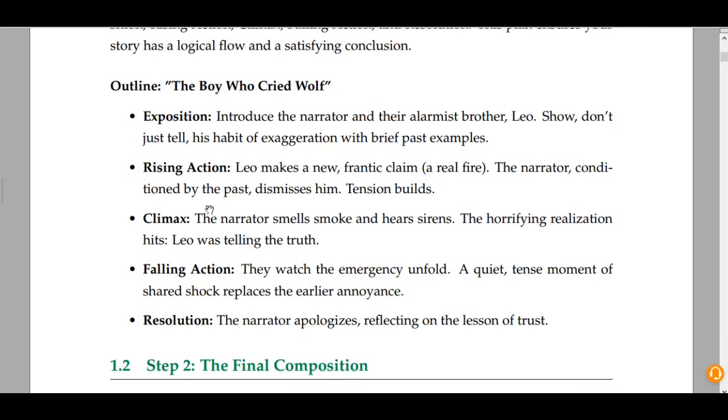Okay, so which leads us to the second, what were the resulting or rising actions? Okay, what did he do? So let's say Leo makes a new frantic claim, there's a fire, and then it was dismissed. It kind of builds tension.